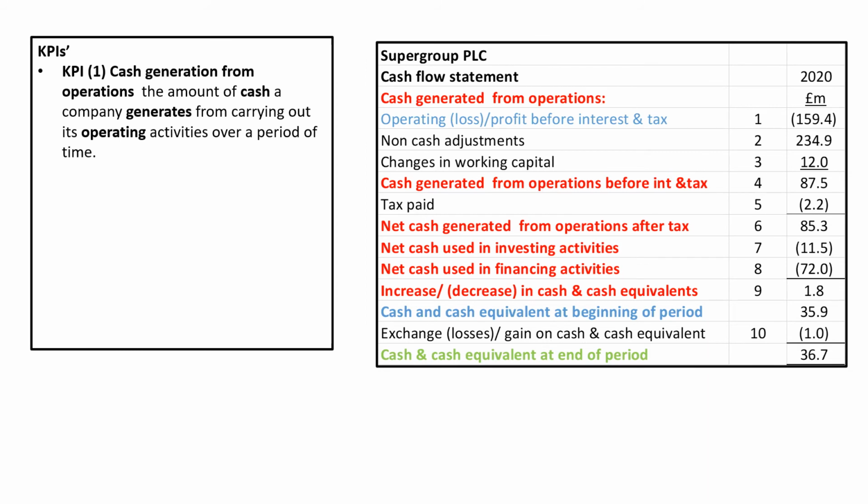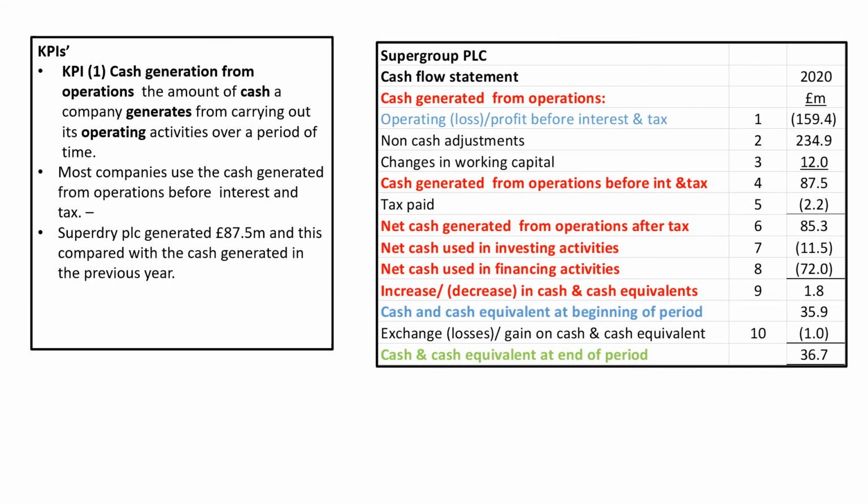The first KPI is the cash generation from operations, which is the amount of cash a company generates from carrying out its operating activities over a period of time. In the case of Superdry, it's 1 year. Most companies use the cash generated from operations before interest and tax, and in Superdry's case it generated 87.5 million, and this is compared with the cash generated in the previous year. A company can also use the cash generated from operations after tax, in which case the amount generated is 85.3 million.